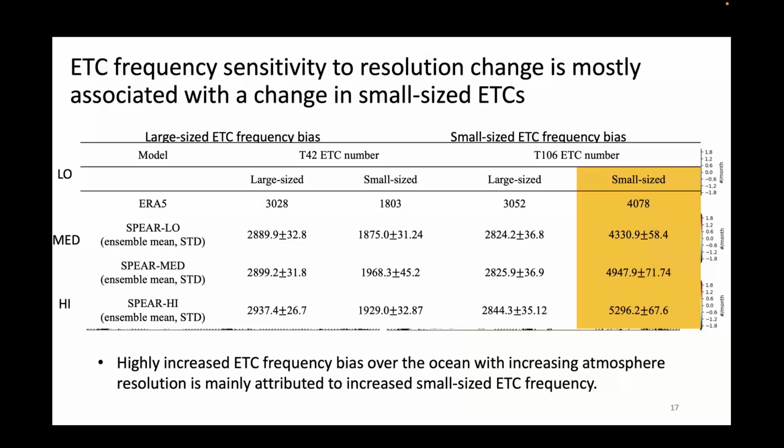This strong size-dependent sensitivity is also confirmed in detected cyclone number in this table. The table shows each model and ERA5's detected cyclone numbers and their standard deviation. So only T106 small size cyclone numbers are significantly different between SPEAR models. This result supports the significance of small size cyclone sensitivity to atmosphere resolution change.